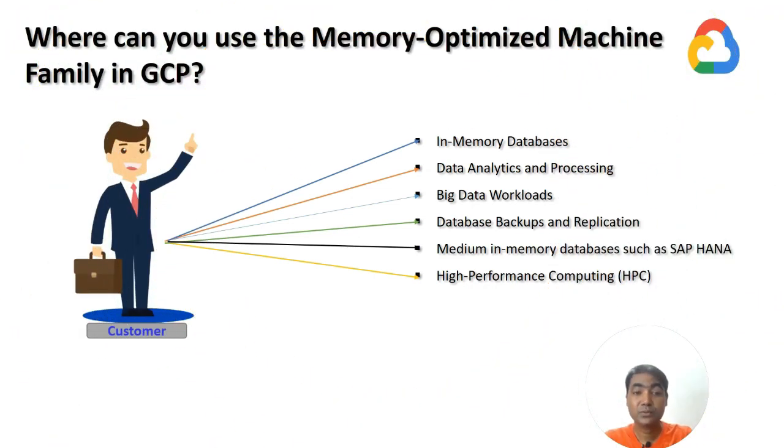As you can see here, where can you use the memory optimized machine family in Google Cloud Platform? Basically, you can use it for in memory databases, data analytics and processing, big data workloads, database backup and replication, medium in memory databases such as SAP HANA, and high performance computing, HPC. Memory optimized instances are commonly used for databases that store data primarily in RAM for fast access. They are well suited for processing large data sets and performing complex analytics tasks. Applications that require substantial memory resources for tasks like simulation, modeling, and scientific computing can benefit from these instances. Guys, I hope now you can understand where you can use the memory optimized machine family in Google Cloud Platform.